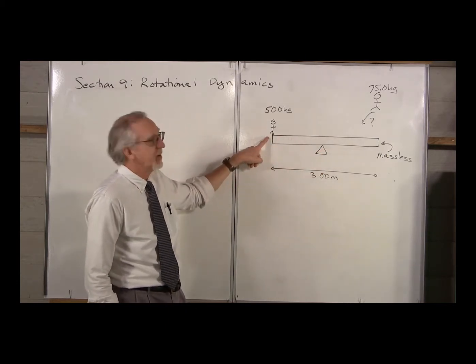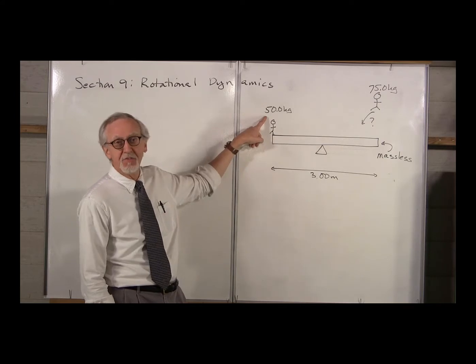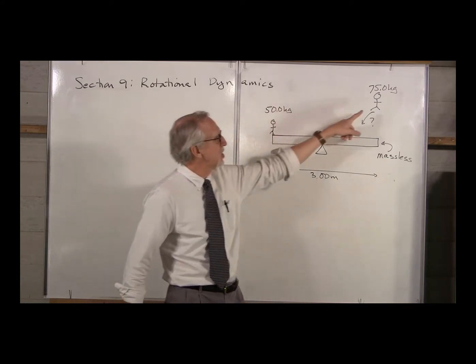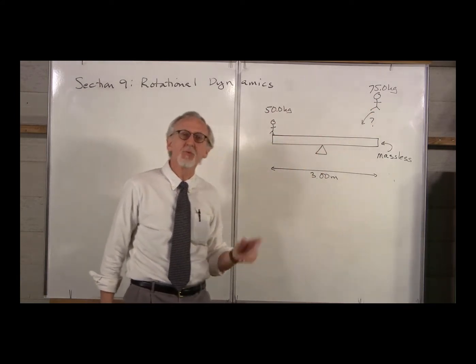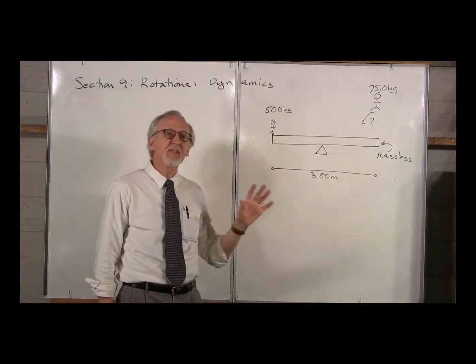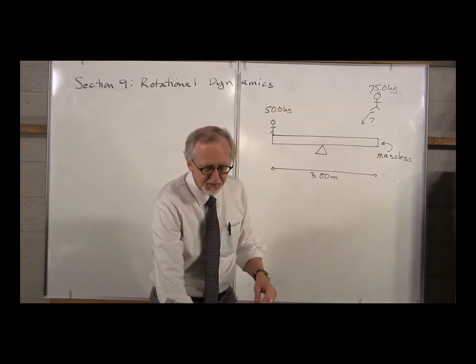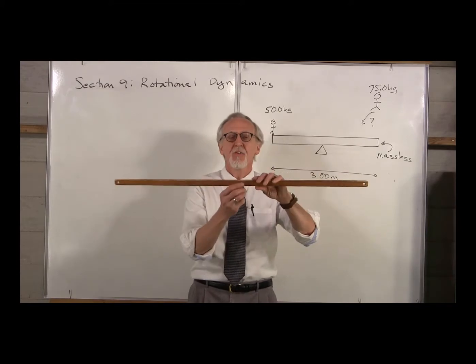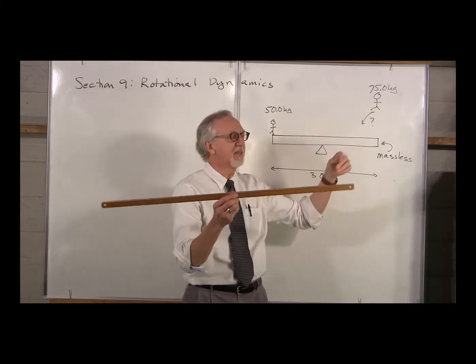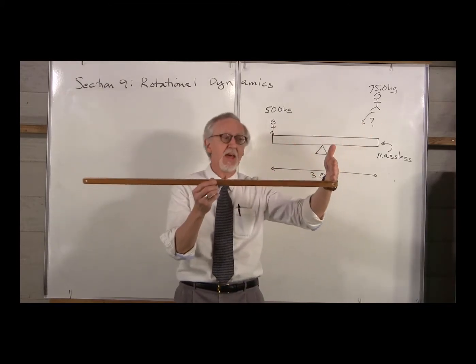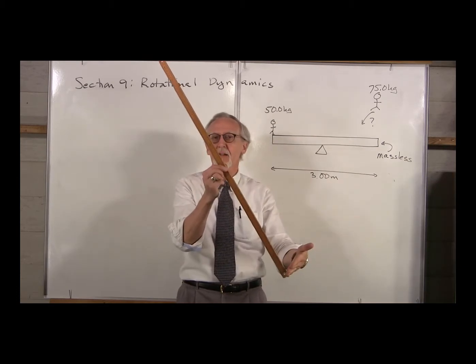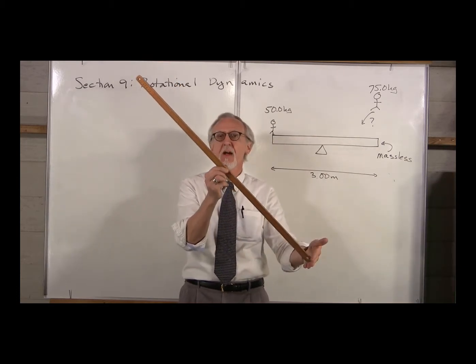On one end of the seesaw, we have a child with a mass of 50 kilograms. And another child with a mass of 75 kilograms wants to get on the other side and wants to sit in a place so that the seesaw balances. If the child on this end were to sit at, say, the very end, the seesaw would just go down like this, and the other child would go up in the air, and it wouldn't balance.